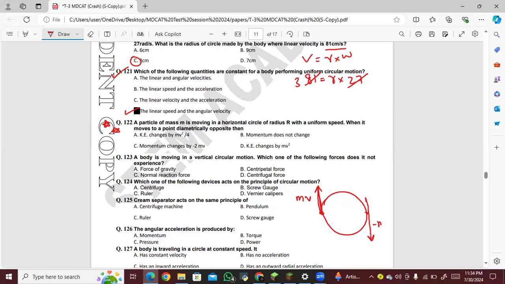It becomes minus mv. So if you find the change in momentum, it's final minus initial. Minus mv minus initial mv. So change in momentum becomes minus 2mv. So C is the right option.